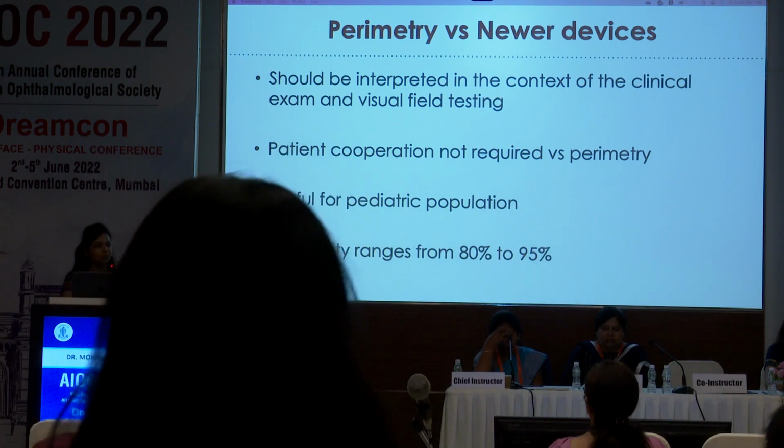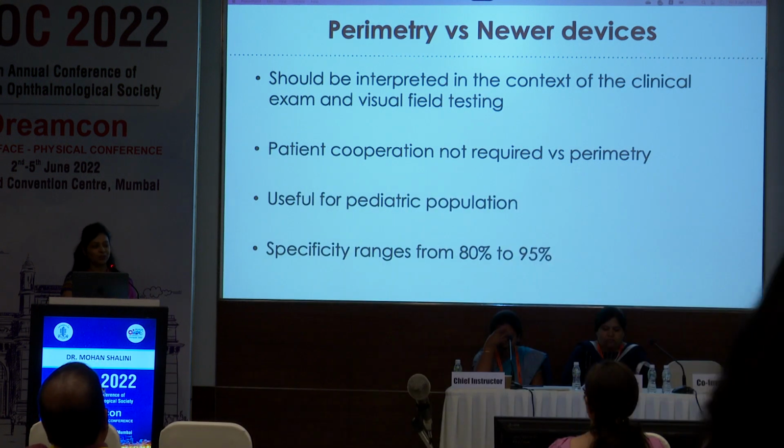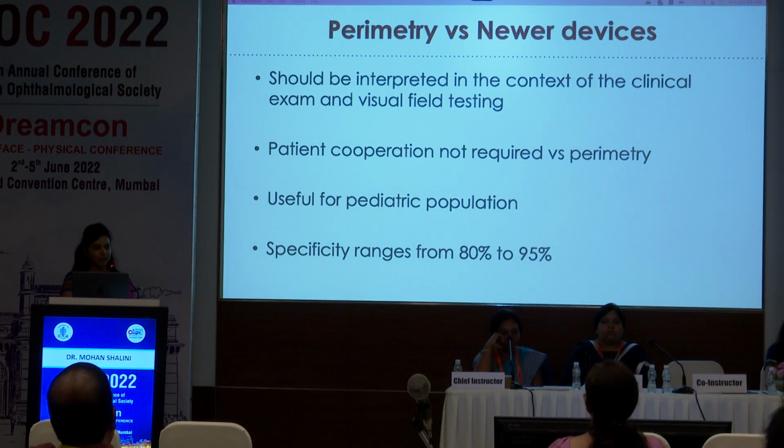That leads to initial good assessment of the progression. It is especially useful for the borderline pediatric patients who are like 7-8 years and who can sit upright for an examination, and that can help you detect the progression earlier. And the specificity ranges from 80 to 95%.